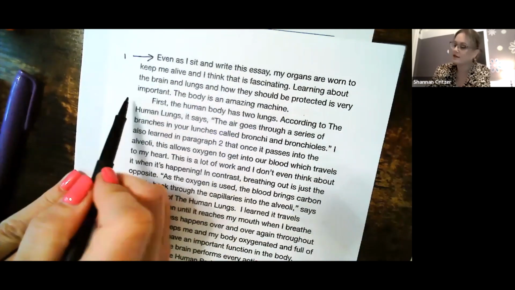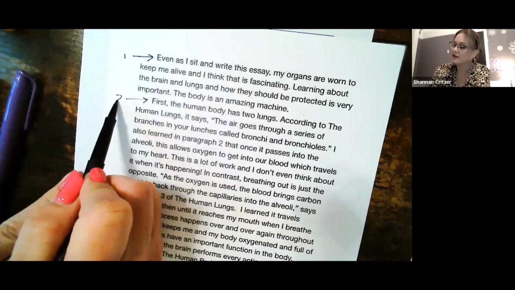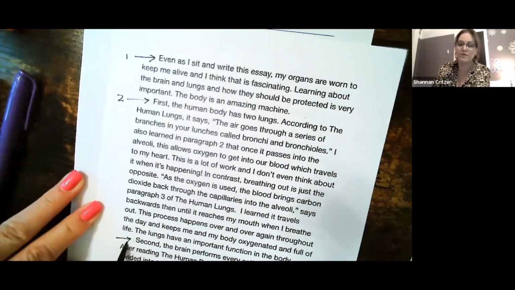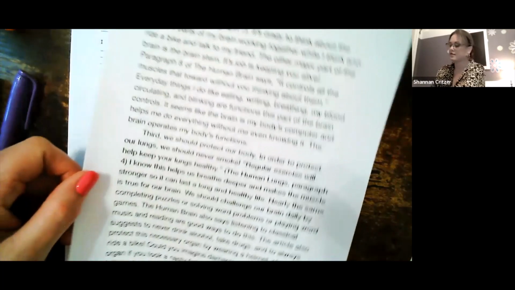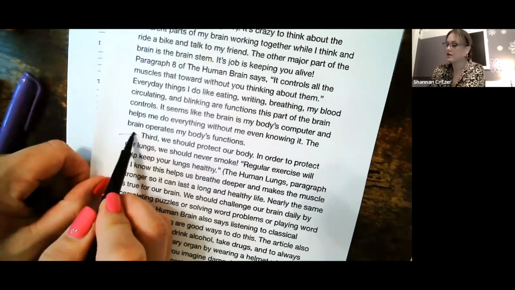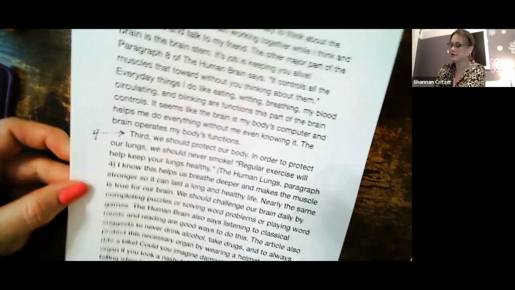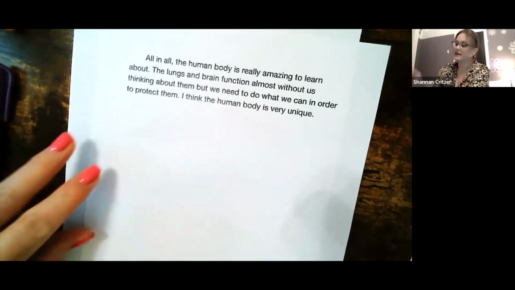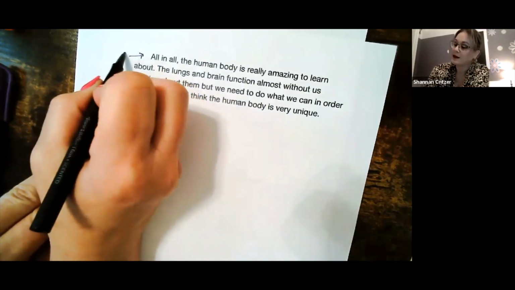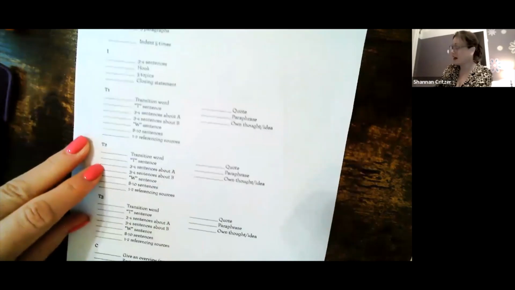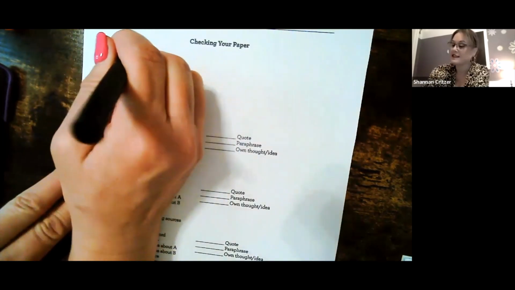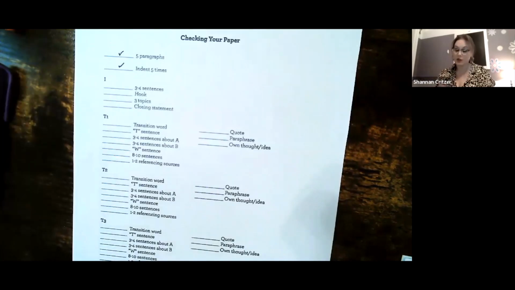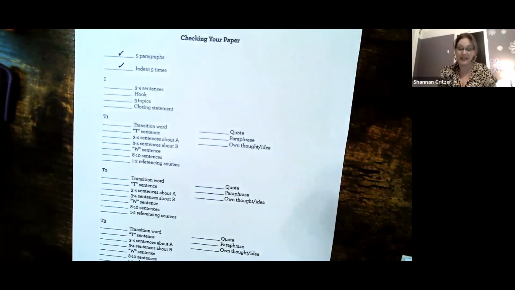indented 1, 2, 3, 4, and 5 times. So I know I have 5 paragraphs and I have indented 5 times. So that's a quick way for me to check that off. I just look for my indentations.